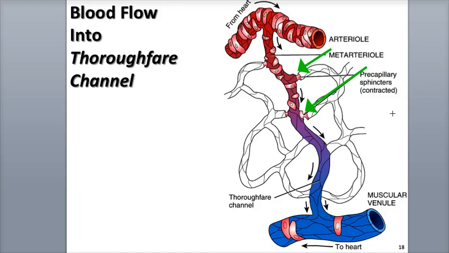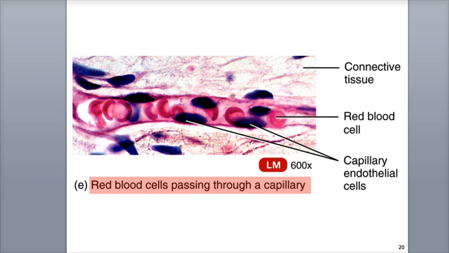There is a cycle of alternating contraction and relaxation of the meta-arterioles and the pre-capillary sphincters called vasomotion, which happens 5 to 10 times every minute. At any moment in time, about 1/4 of the capillaries in the bed have blood flowing through them. As the meta-arteriole enters into the capillary bed, it loses its smooth muscle and is known as the thoroughfare channel. This vessel acts like a bypass around the capillary bed, allowing blood to flow directly from the arteriole into the venule. There are three different types of capillaries: continuous, fenestrated, and sinusoids.